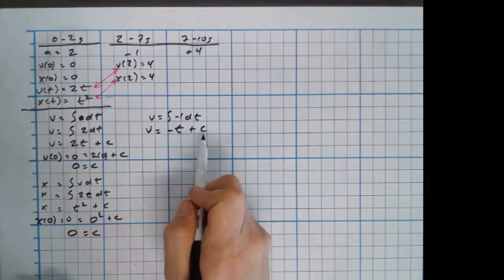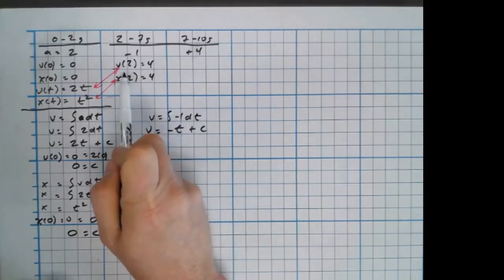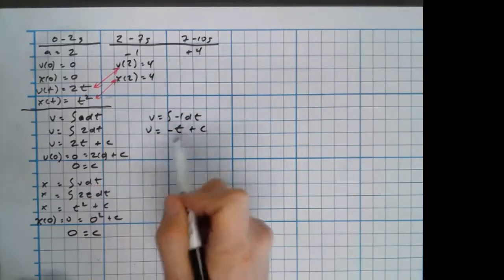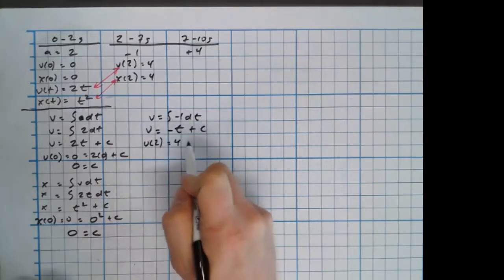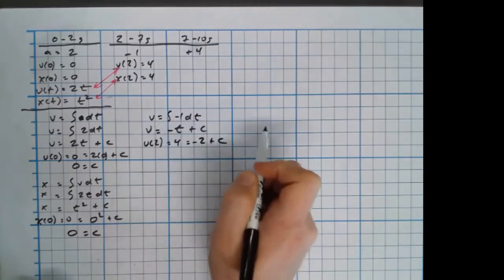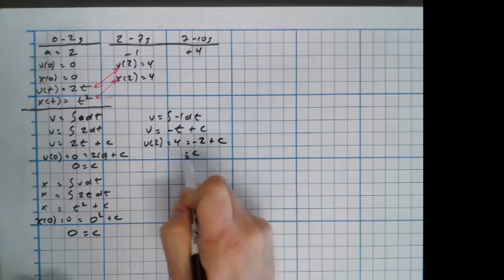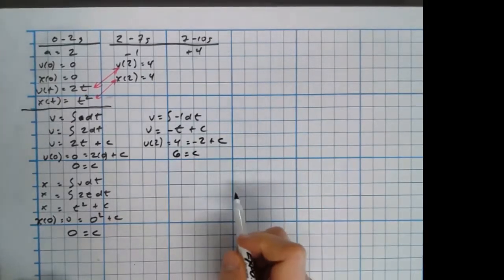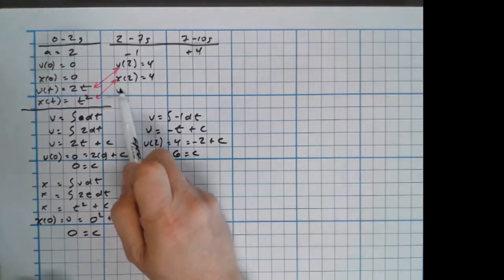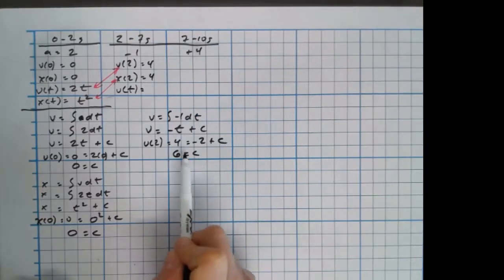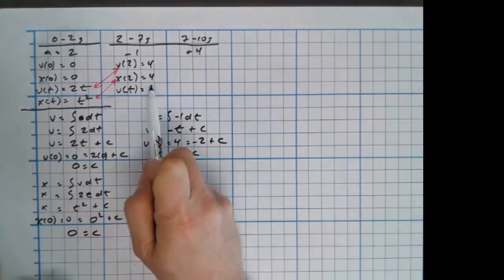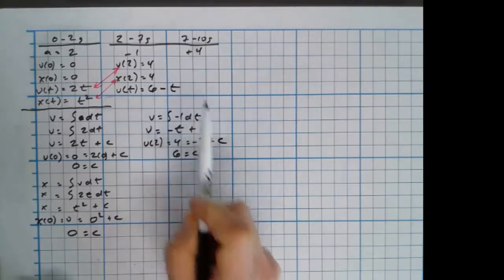How do I figure out what the constant is? I plug in an endpoint for this piecewise piece of the function. V of 2 equals 4 equals -2 plus c. That means the c must have been 6. So the velocity function I actually wanted is v of t equals 6 minus t.